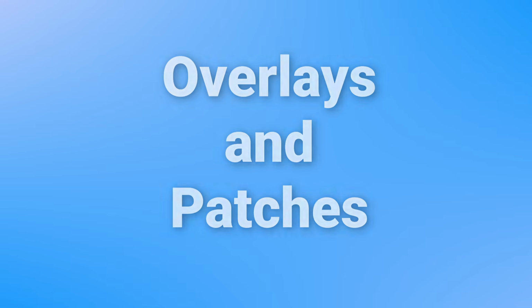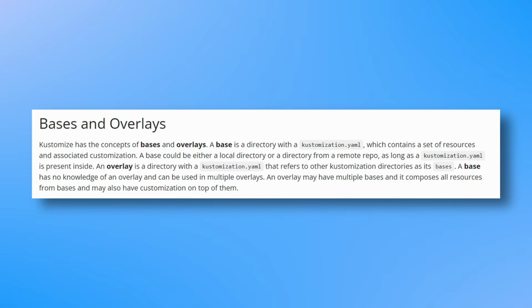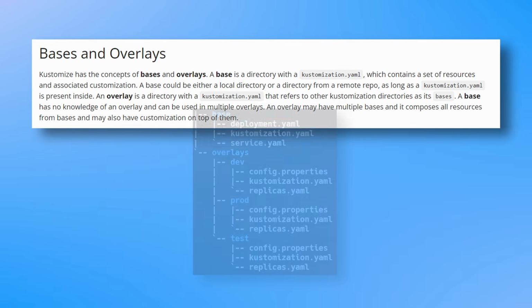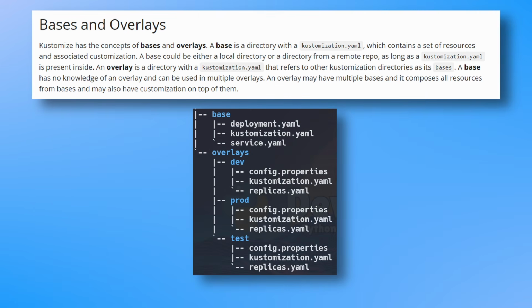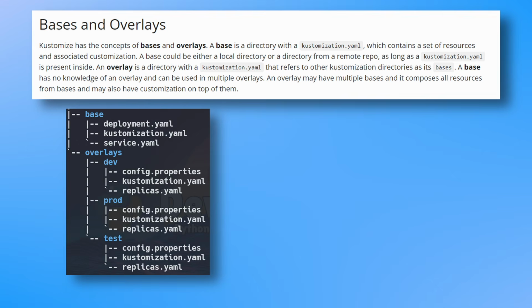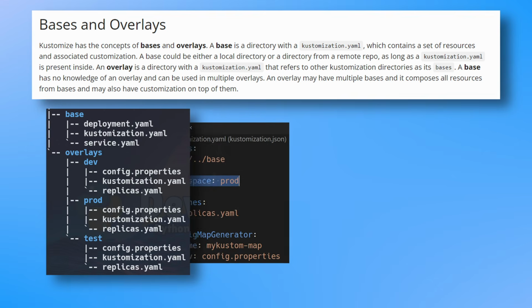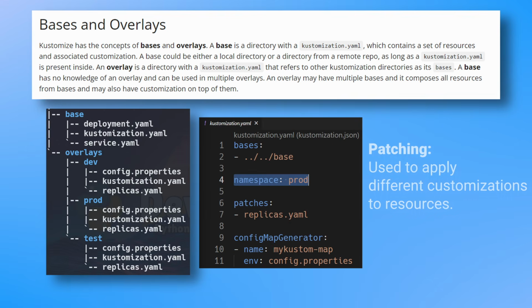Overlays are Kustomize's way of overriding values in your base manifest files with environment-specific values, and this is done with a simple directory structure. Let's say you have multiple environments like Dev, QA, and Prod. You'll want to use overlays to patch your environment-specific values. Under the Overlays folder, a directory should be created for each environment.